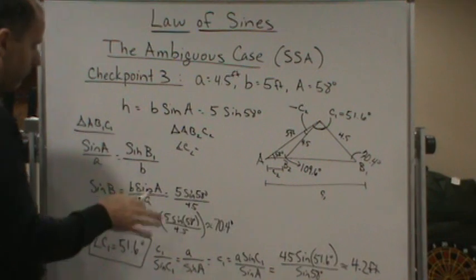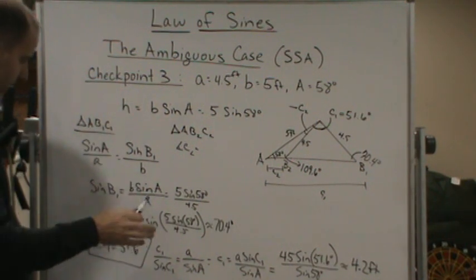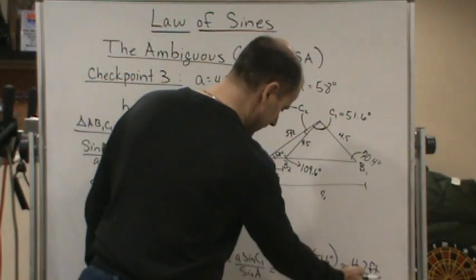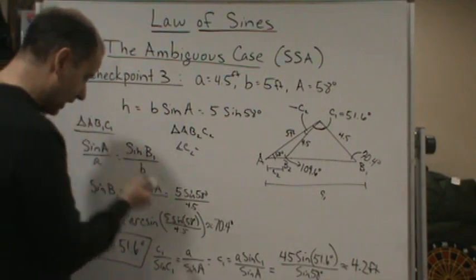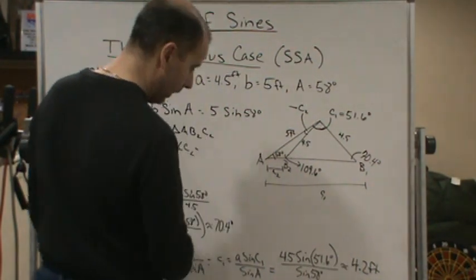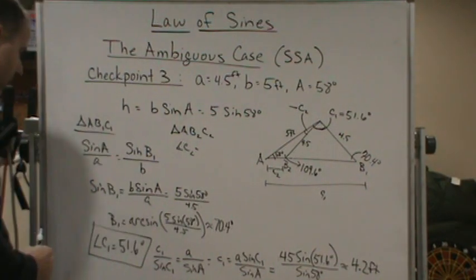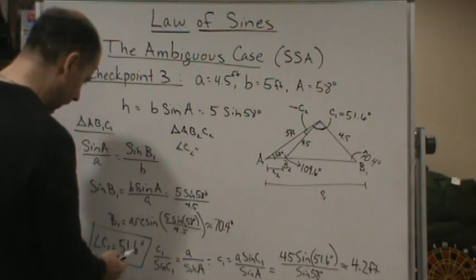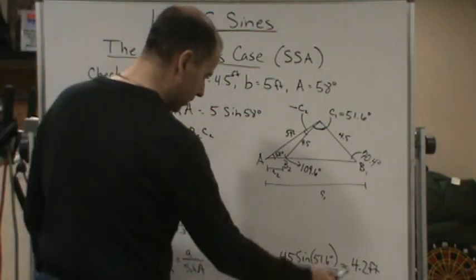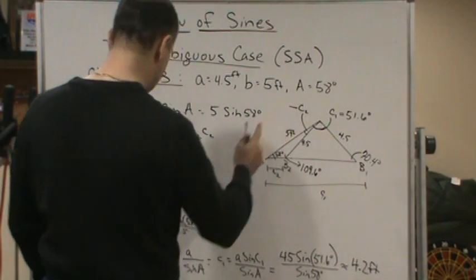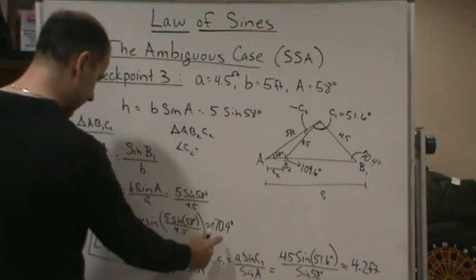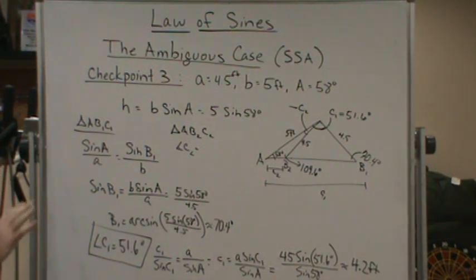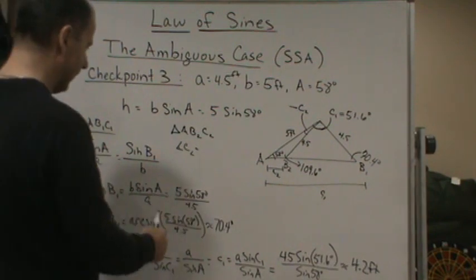Okay, so now we solved for the first triangle. We know A, B, and C, right? So A is 4.5, B is 5, C1 is equal to 4.2 feet. And then angle A is 58, angle B1 is 70.4, and angle C1 is 51.6. So that's the first one. Okay, now, what about this triangle?